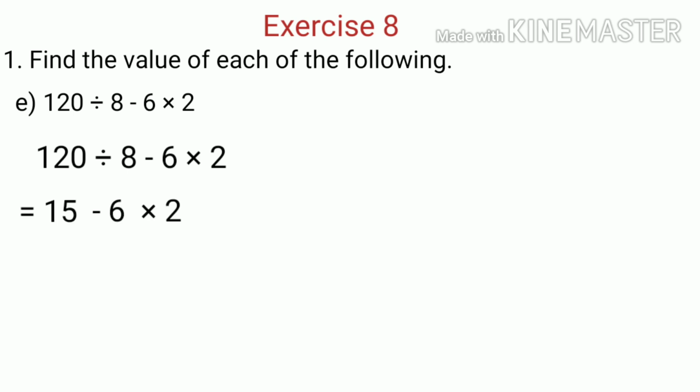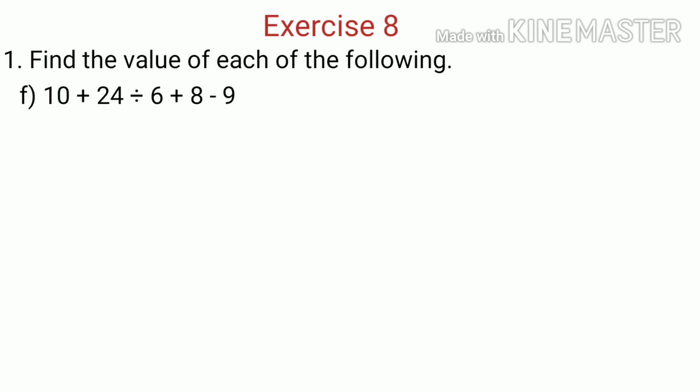Now that we have the operations subtraction and multiplication, using the DMAS rule, we will first multiply 6 and 2. When we multiply 6 and 2, we will get 12. So the expression becomes 15 minus 12. Now we will subtract 12 from 15. And when we subtract 12 from 15, we get 3. So 120 divided by 8 minus 6 into 2 is equal to 3. Now let's solve question number F.